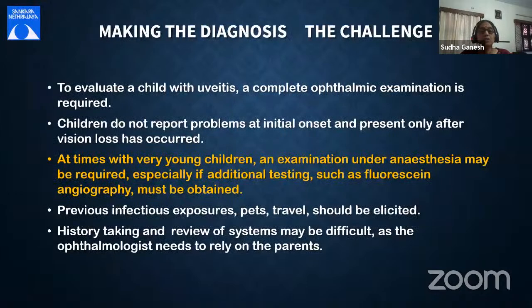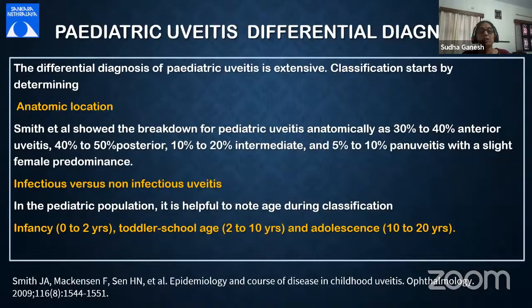The challenge with children is that to evaluate the child with uveitis, a complete ophthalmic examination is required. Children do not report problems at the initial onset and present only after the vision loss has occurred. At times with very young children, an examination under anesthesia may be required, especially if additional testing like an FFA is required. The previous infectious exposures with pets and travel should be elicited, and the history taking as well as the review of systems may be difficult because the ophthalmologist has to rely on the parents for most of the information.